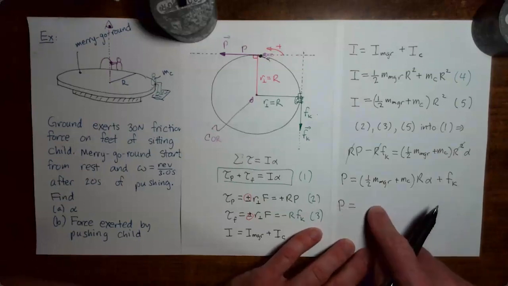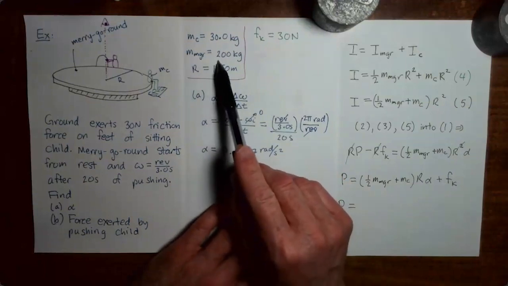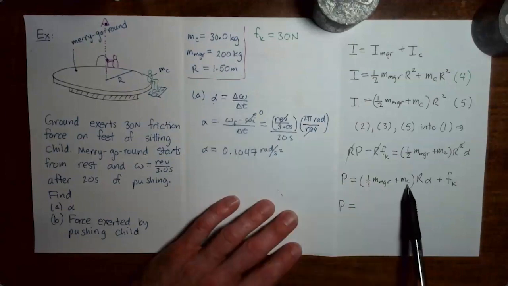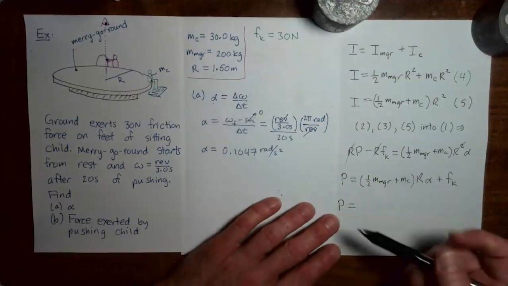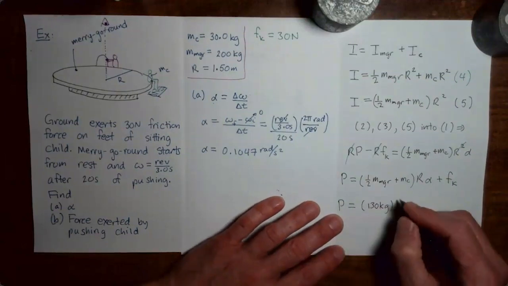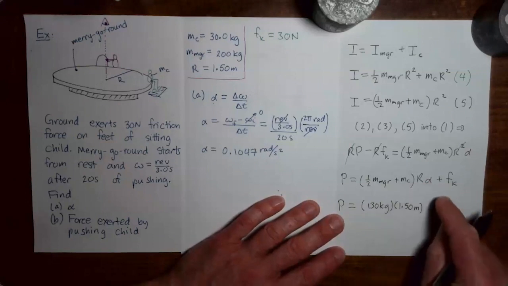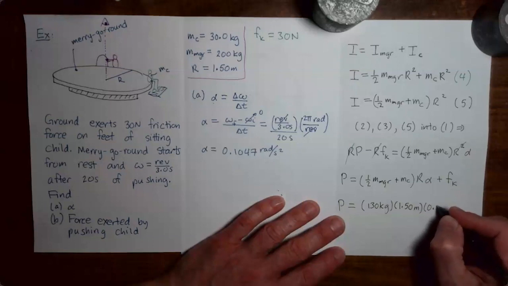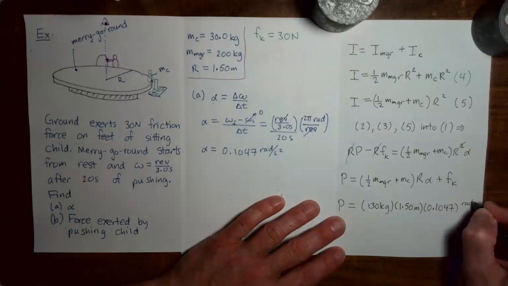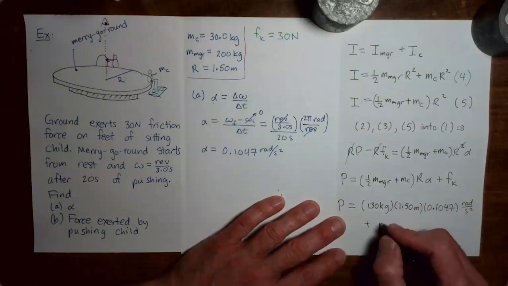Now let's do the substitutions. The mass of the merry-go-round is 200 kilograms, so half of that is 100 kilograms, and then plus the mass of the child would be 130 kilograms. The radius of the merry-go-round is 1.5 meters. Alpha is 0.1047 radians per second squared. And then we're going to add the frictional force, 30 newtons.